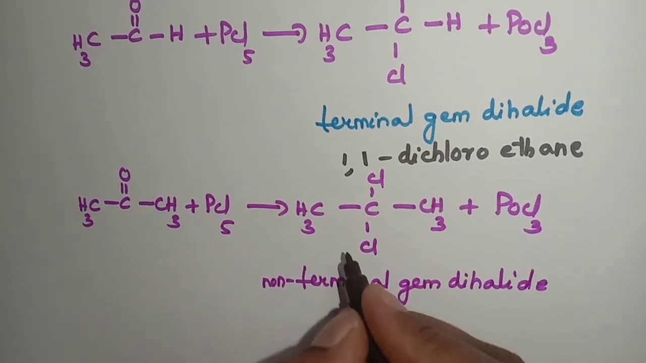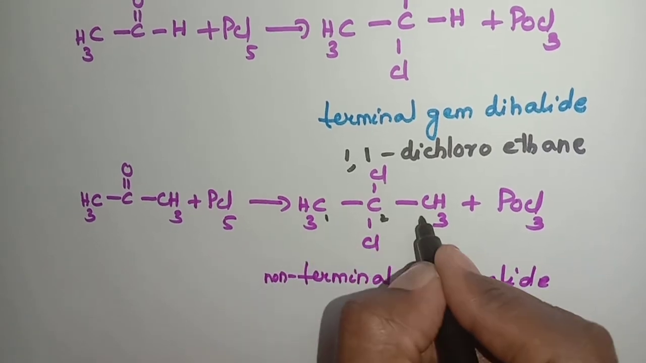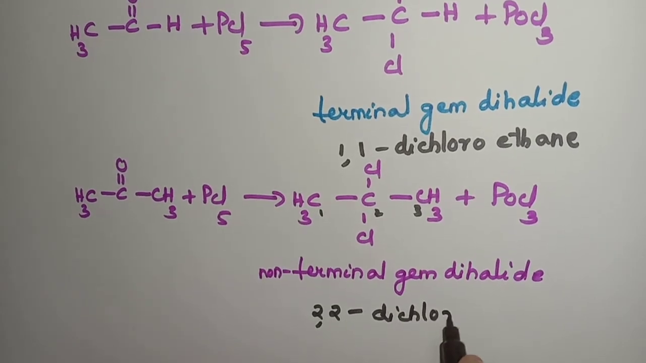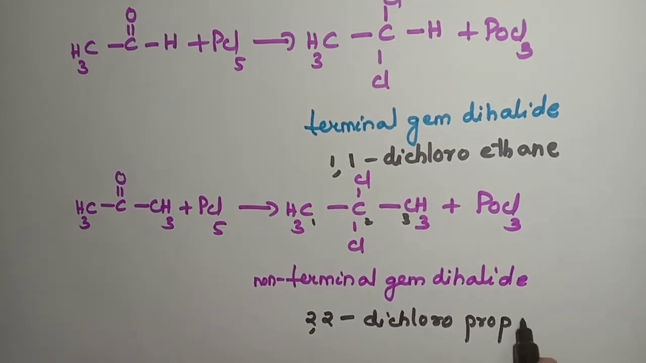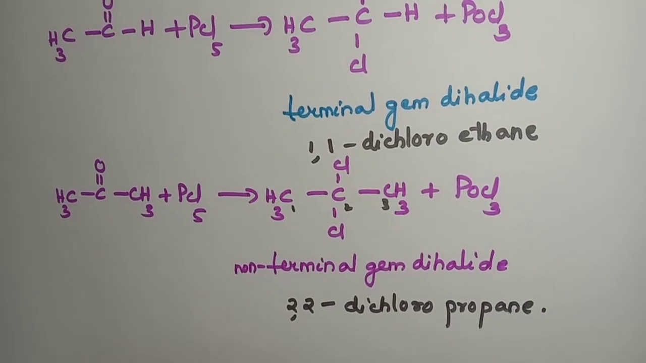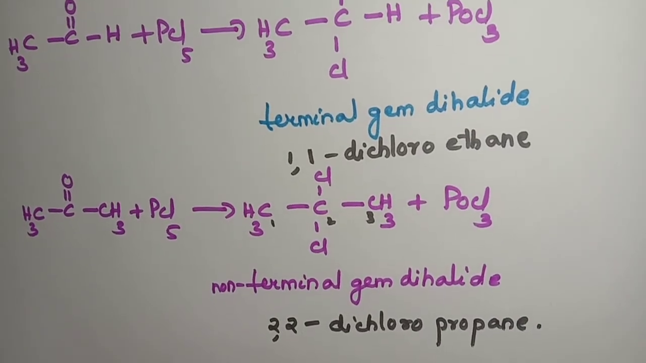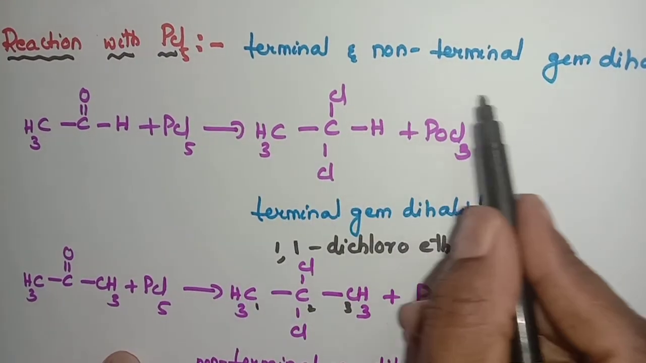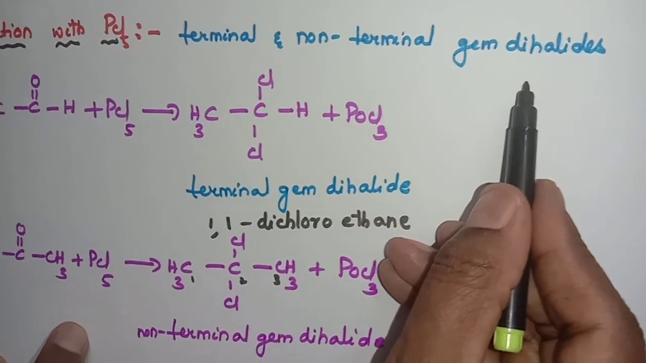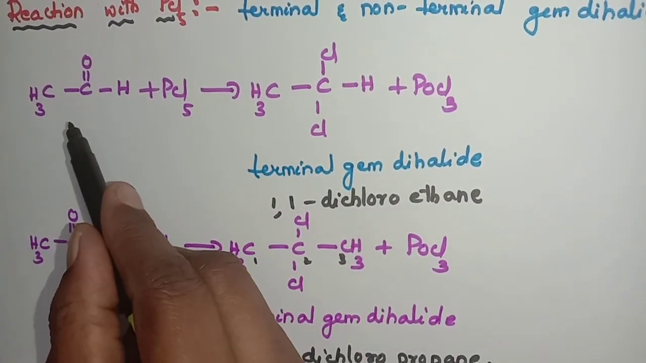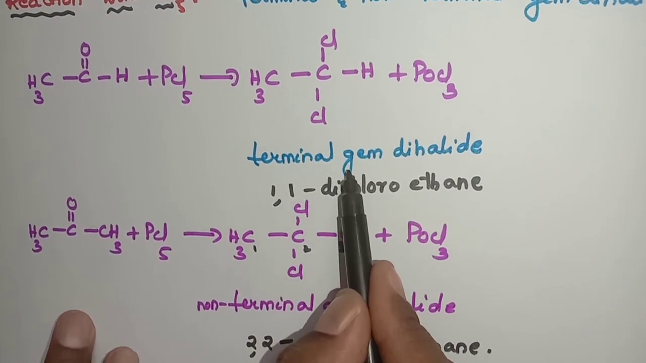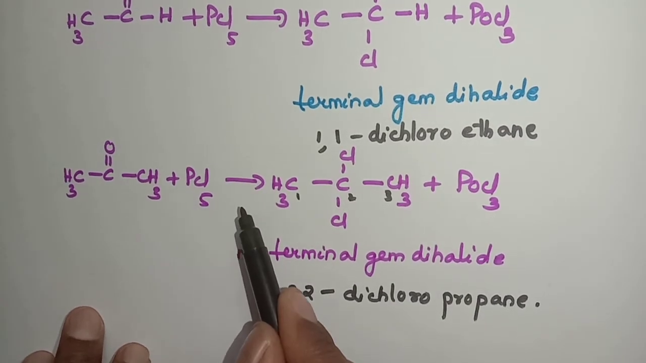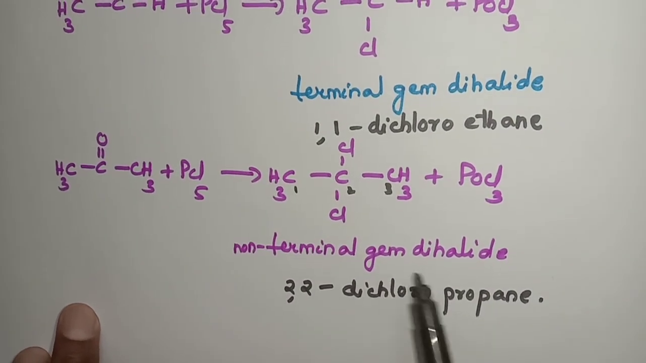Can you name this compound, students? If you number this compound 1, 2 and 3, so 2,2-dichloropropane. So this is about reaction with PCl5. Aldehydes and ketones on reaction with PCl5 form terminal and non-terminal gem dihalides. Taking acetaldehyde, we have seen they form terminal gem dihalides, and ketones, that is acetone, on reaction with PCl5 form non-terminal gem dihalides.